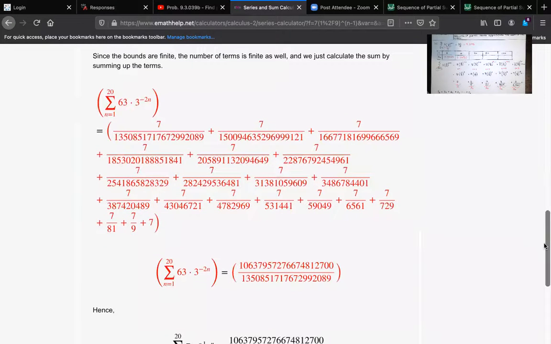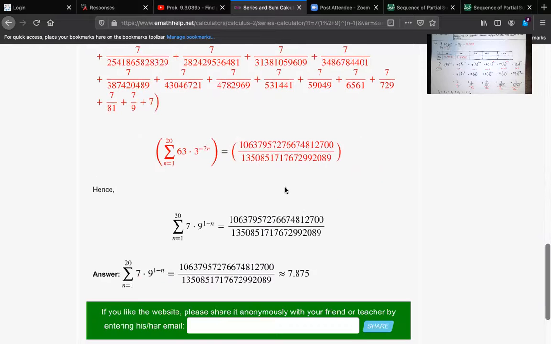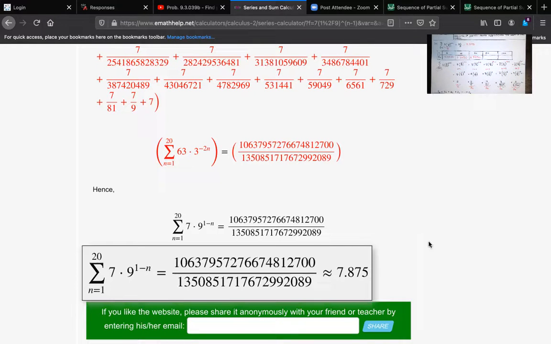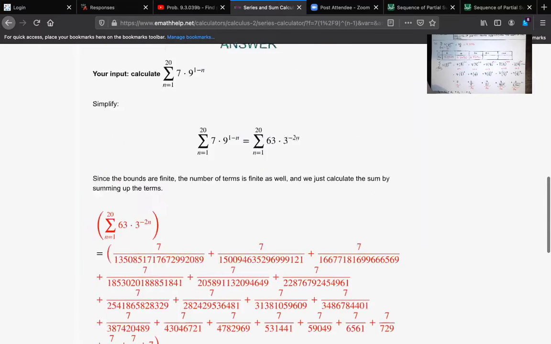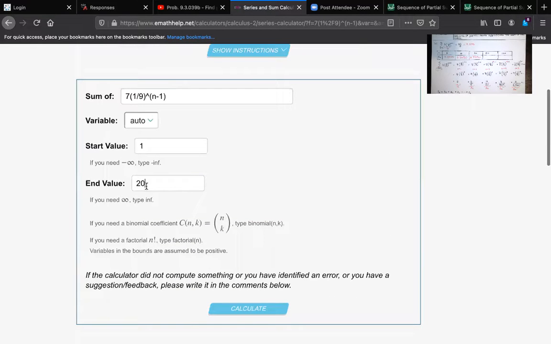And so this is the sum of the first 20 terms. They've expanded the 20 terms for you. There's your exact answer. And we see that that is approximately 7.8750 again. Let's do the same thing for n equals 50.